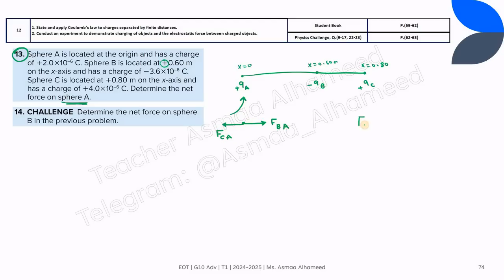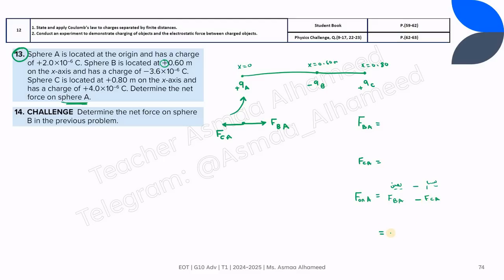So in this question, what do we find? FBA to be how much, and then FCA to be how much, and we notice that they are opposite in direction. So what do we do in this case? We will say that the force on charge A, I always prefer to do it this way, right minus left, as in the force on the right minus the force on the left. So the right one is FBA, the left one is FCA.